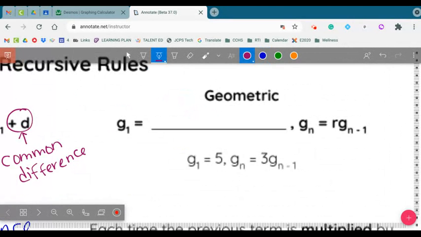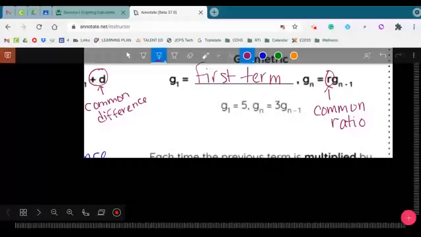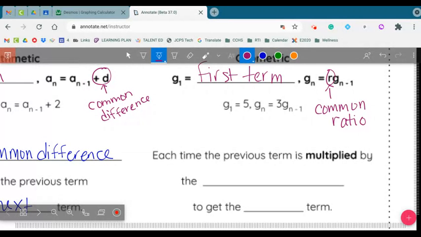Okay, the other one we have is our geometric. So the g sub 1 is our first term. And then our r value, which is right before the g, is our common ratio. So with our geometric, each time the previous term is multiplied by the common ratio to get the next term. So for our geometric, we'll have to identify the first term and then identify our common ratio and remember where they are plugged into the formula.